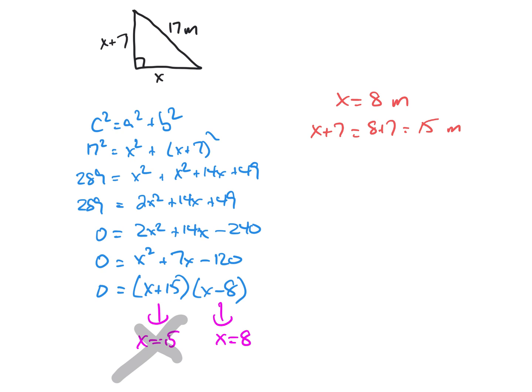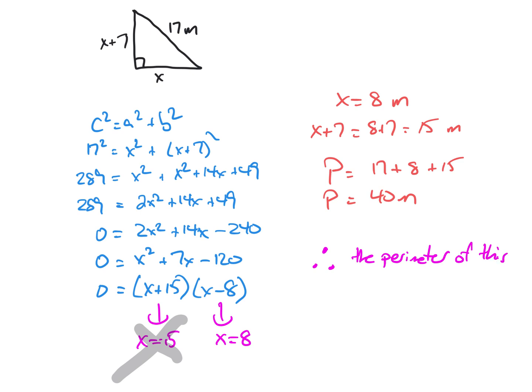They're both in meters. Now, the question itself asks us to find the perimeter. So the perimeter is going to be 17 plus the two sides we just found, which is 8 and 15. The perimeter is going to be 40 meters. Hurrah! Now we can write our therefore statement. Therefore, the perimeter of this triangle is 40 meters.